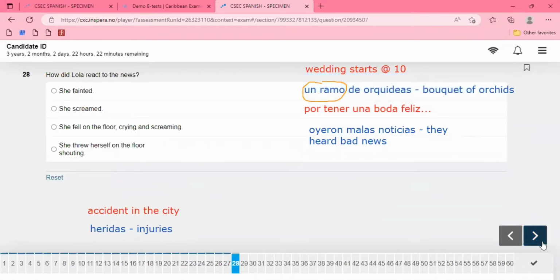So how did Lola react to the news? So we heard that she fell to the floor. Cayó al suelo.